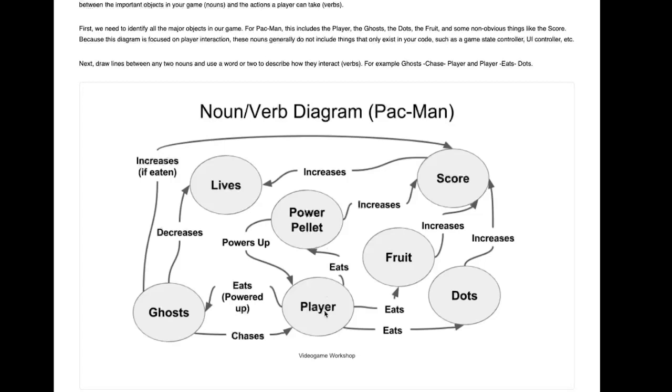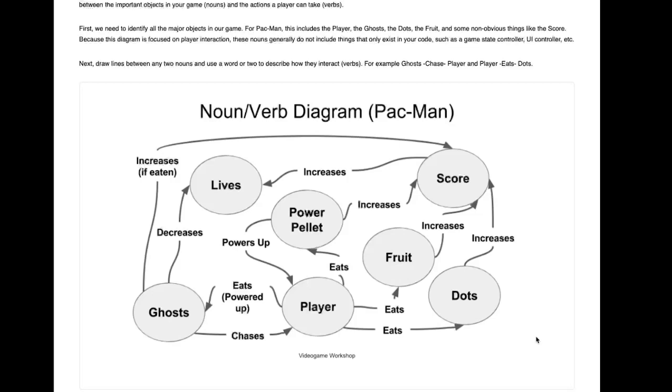Then from these nouns, you can draw a line between any two nouns and use words to describe how they interact with each other. For example, we can see the ghost can chase the player, the player can eat fruit, eat dots, and dodge to increase the score, and so on and so forth.